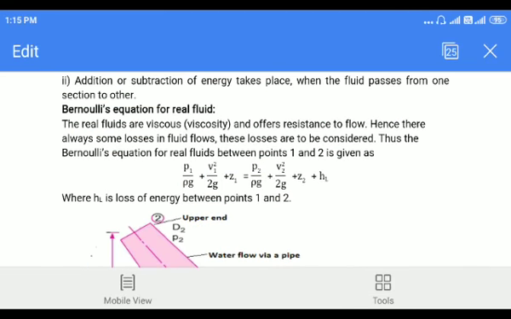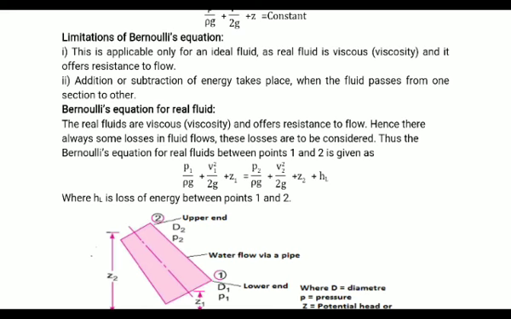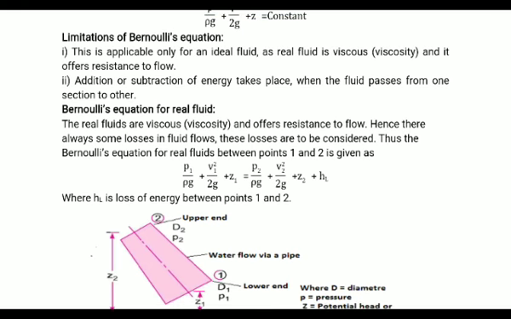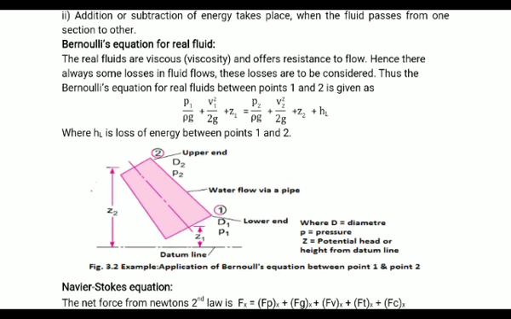The real fluids are viscous and offer resistance to flow, hence there are always some losses in the fluid flow, and these losses are to be considered. Thus the Bernoulli's equation for real fluids between points 1 and 2 is given like this. Therefore P1 over rho g plus V1 square over 2g plus Z1 equals P2 over rho g plus V2 square over 2g plus Z2 plus HL. So this is the Bernoulli's equation for real fluids.